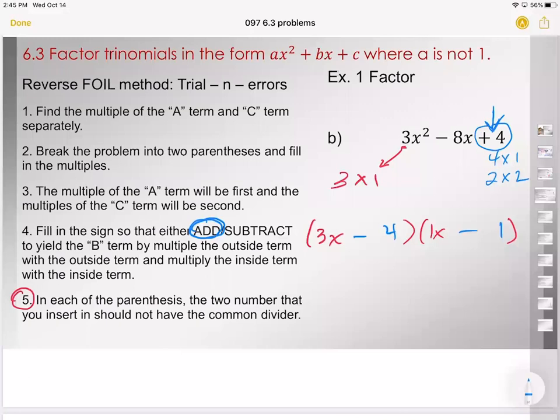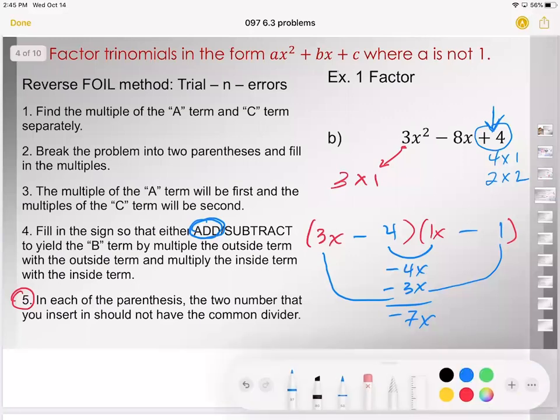Well, let's test it out, right? And that's what trial and error is, ladies and gentlemen. This is what they tell you: take a -4 times 1. -4 times 1 will give me -4. Take a 3 times the 1. 3 times 1 will give me 3. And as you can see, this thing will give me -7. I am not looking for -7. I'm looking for -8. So we know that that does not work out.